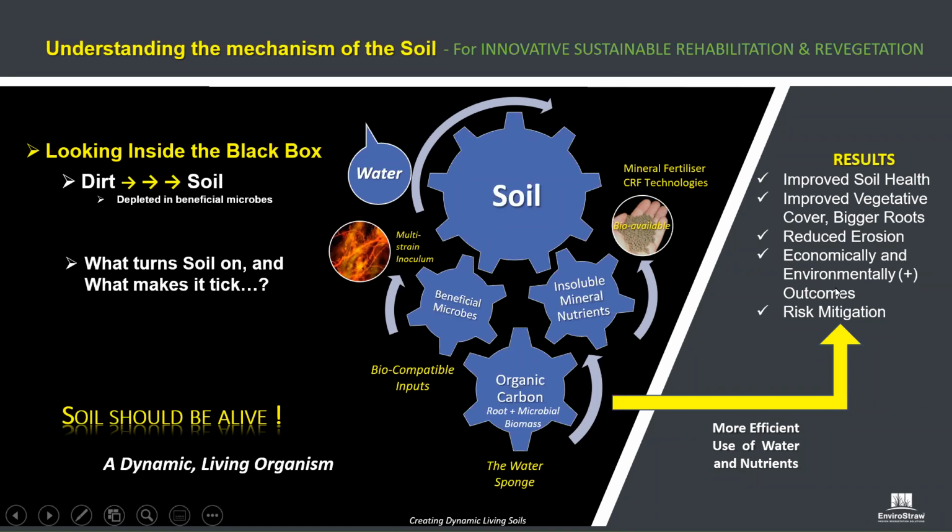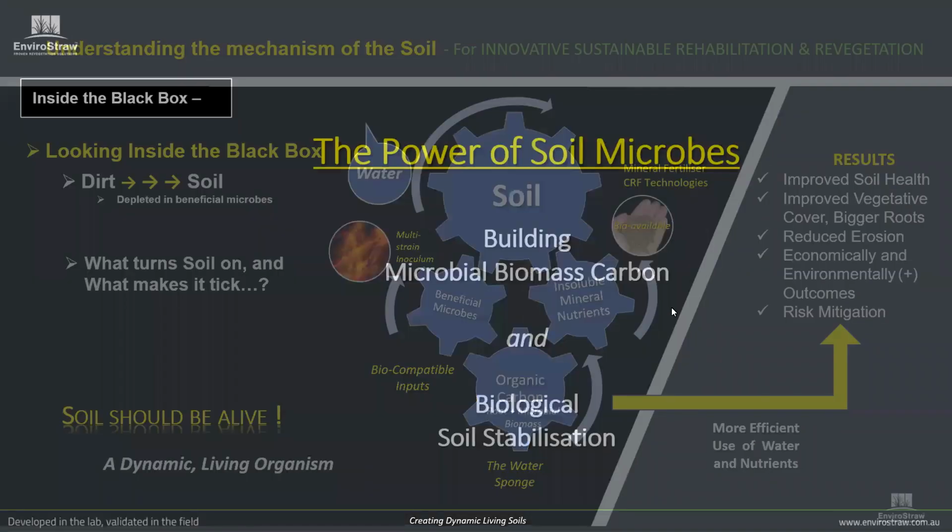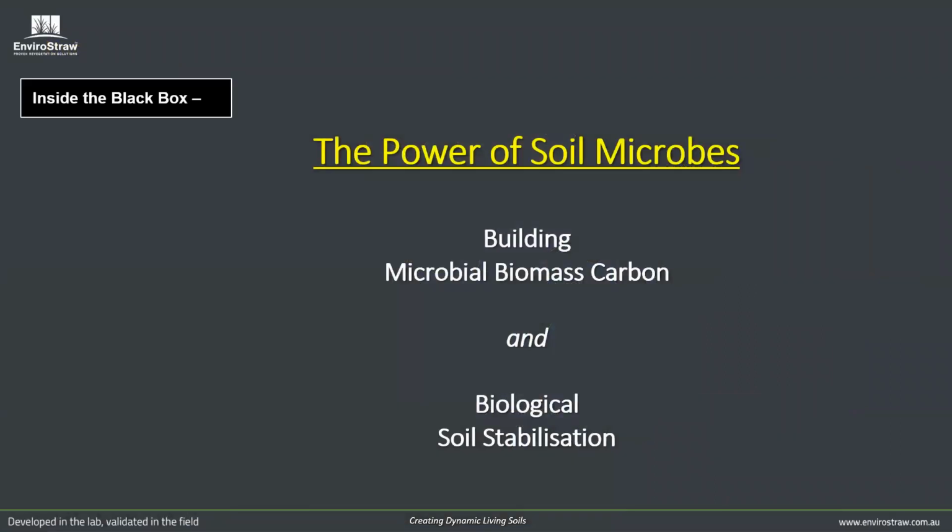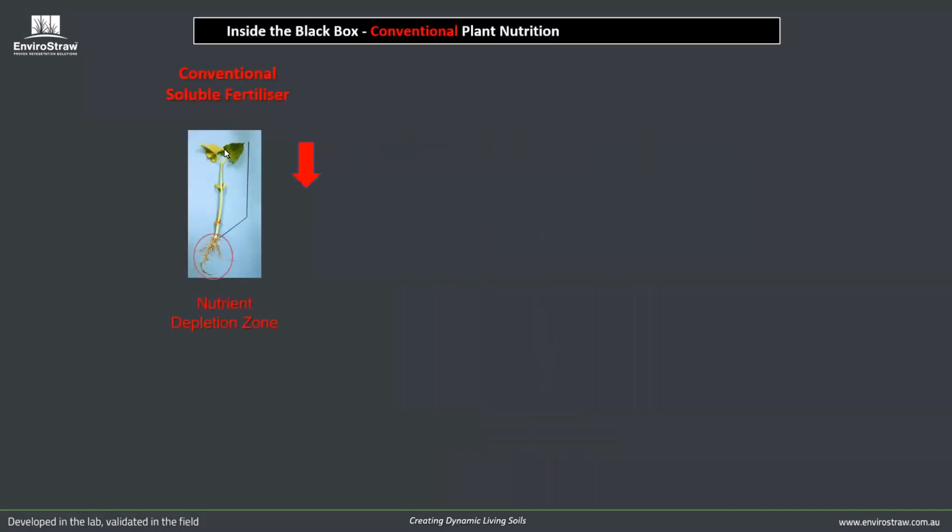Through all of this, it's all about risk mitigation, whether it be from perturbations in the climate, to a lack of rainfall, to damage to soil and infrastructure of the soil. So again, looking inside the black box, we can see the power of the microbes. With technology now, DNA technology, microscopy and so on, we can actually start to look at living systems within the soil and how these microbes can build this microbial biomass carbon, and also how they can be involved in biological soil stabilization.